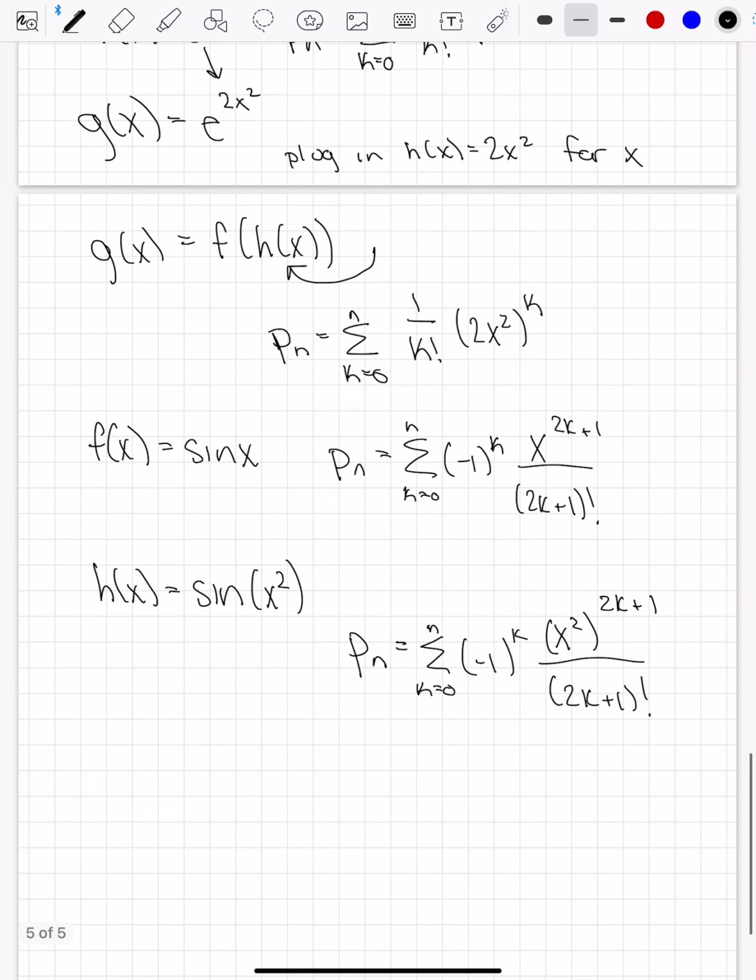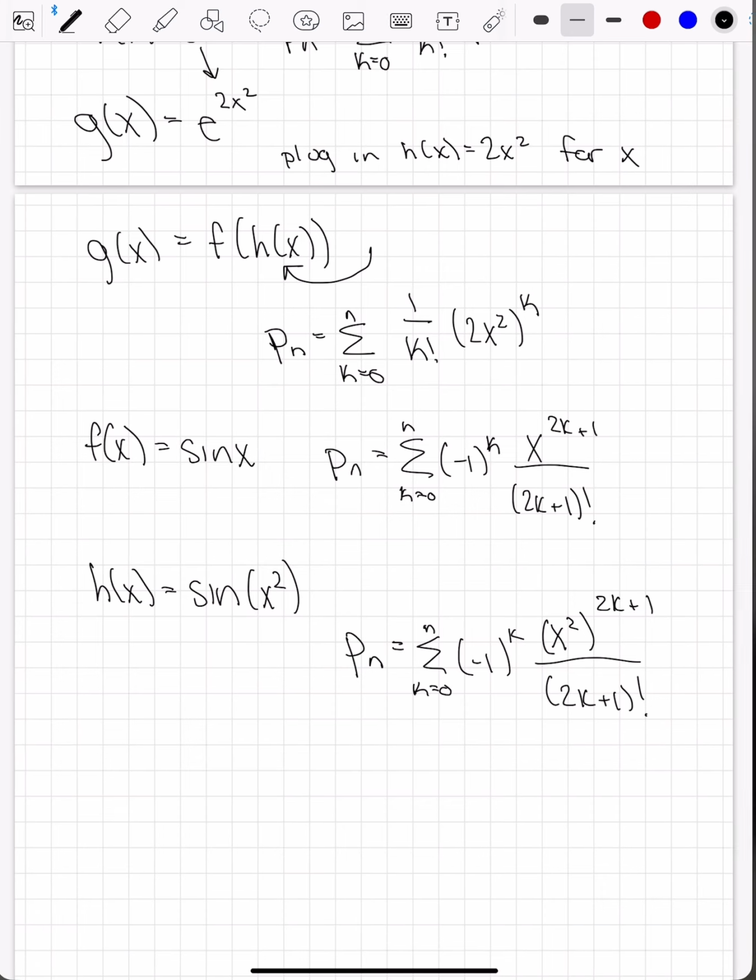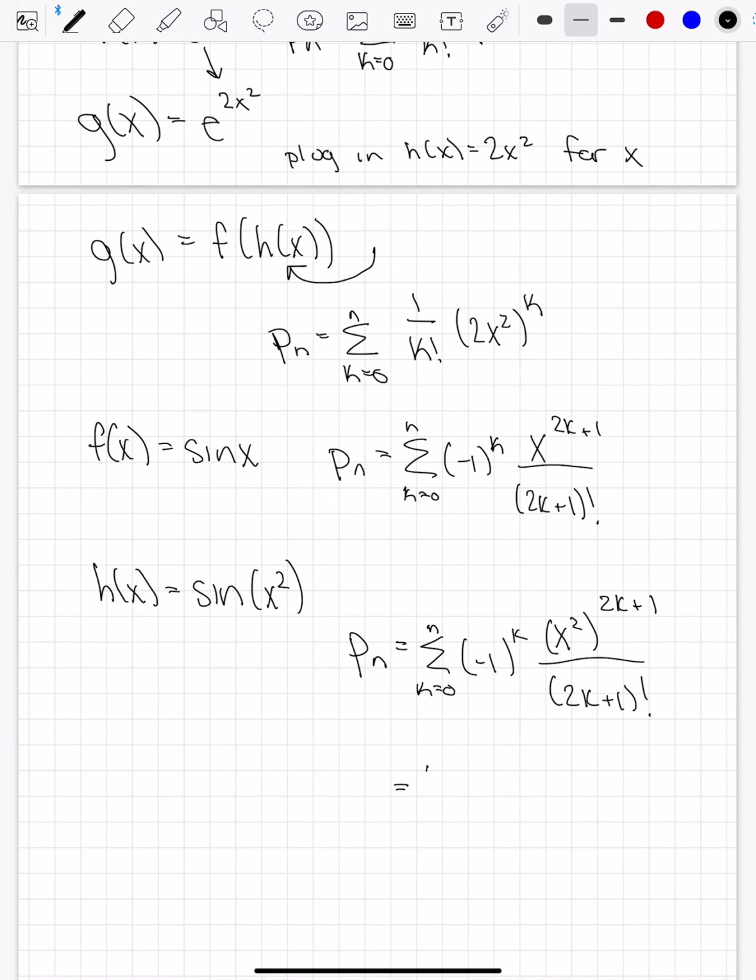And remember, if you have a power to a power, you multiply the powers. So this would simplify as negative 1 to the k, and then 2 times 2k plus 1, that's 4k plus 2. So that's x to the 4k plus 2 all over 2k plus 1 factorial.